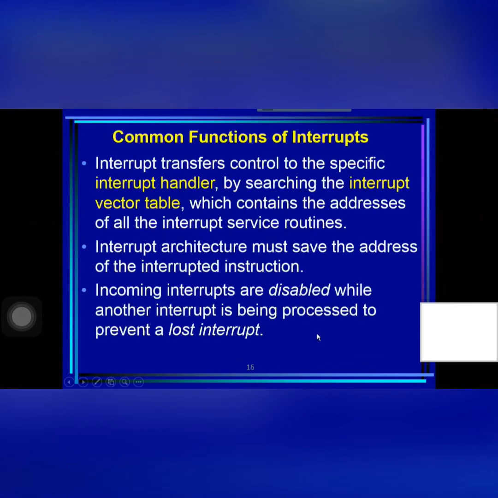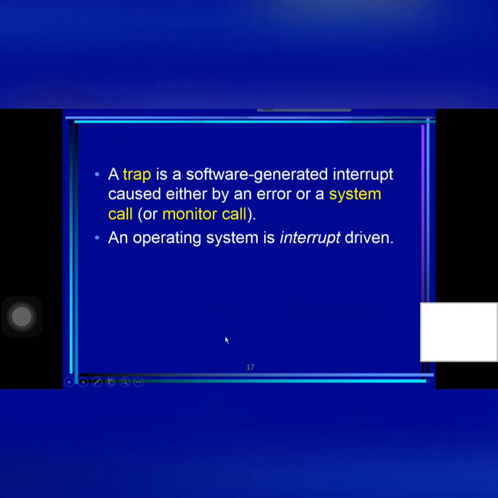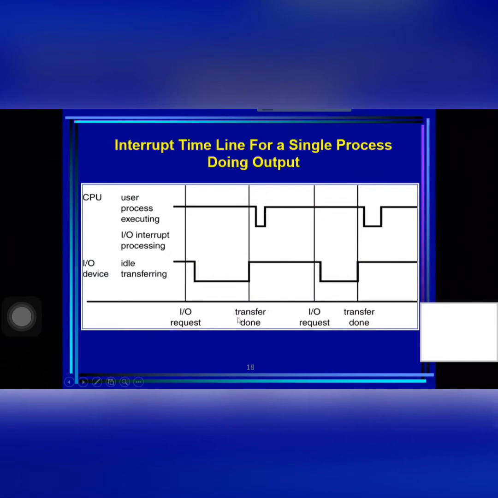When the CPU is interrupted, it stops what it is doing and immediately transfers execution to a fixed location. The fixed location usually contains the starting address where the service routine for the interrupt is located. The interrupt service routine executes. On completion, the CPU resumes the interrupted computation. A timeline of this operation is shown here.